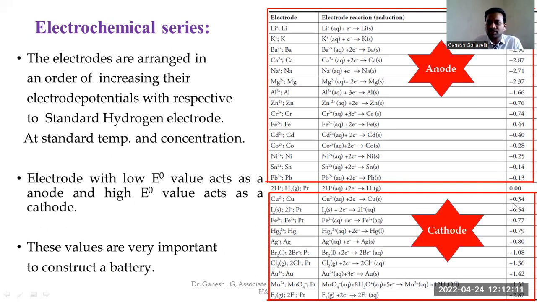So in order to construct a battery, we need an anode and a cathode. Unless we have that, we cannot produce current. That's why knowing about the electrochemical series is very, very important in electrochemistry and the battery industry.